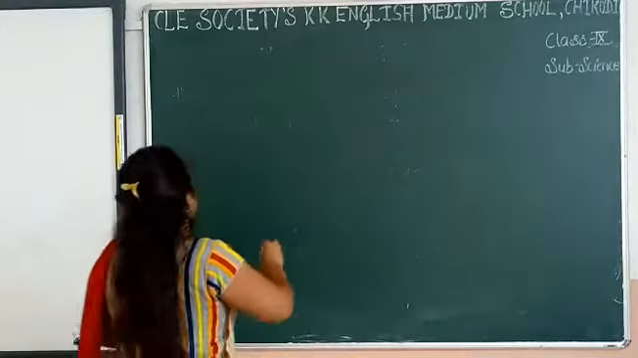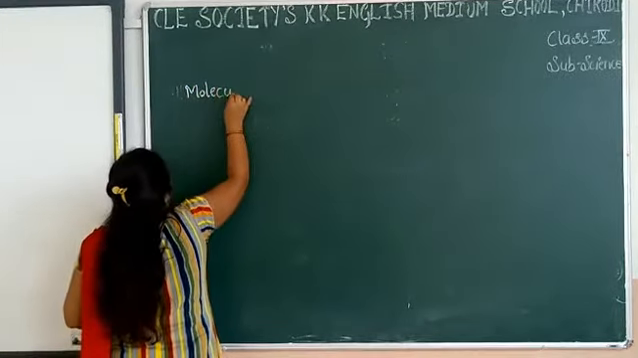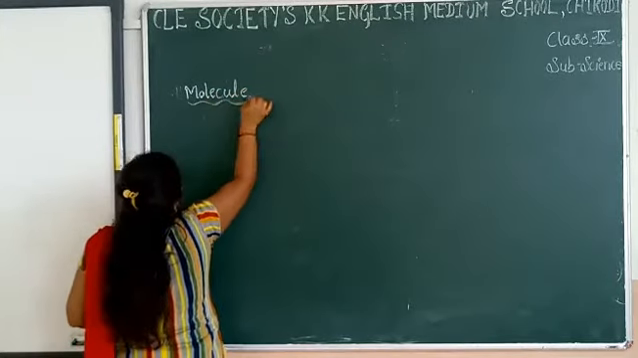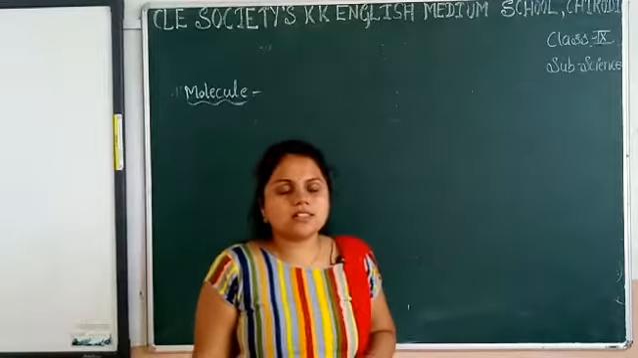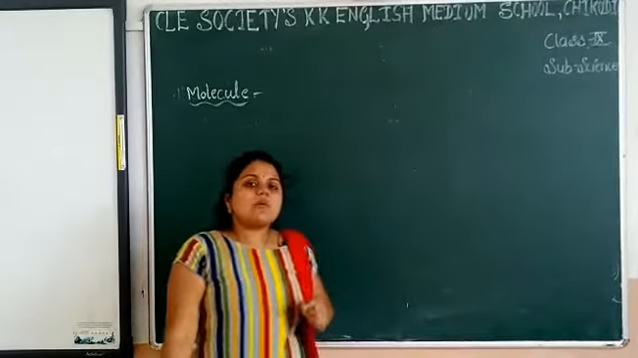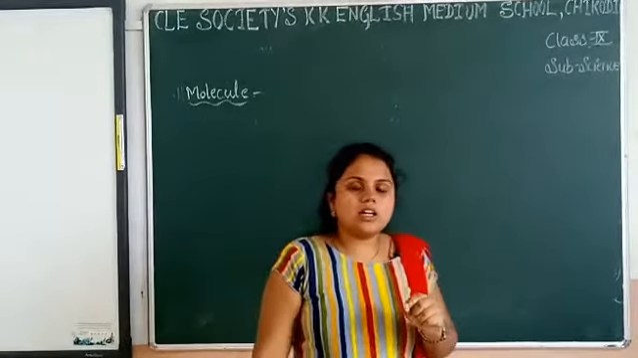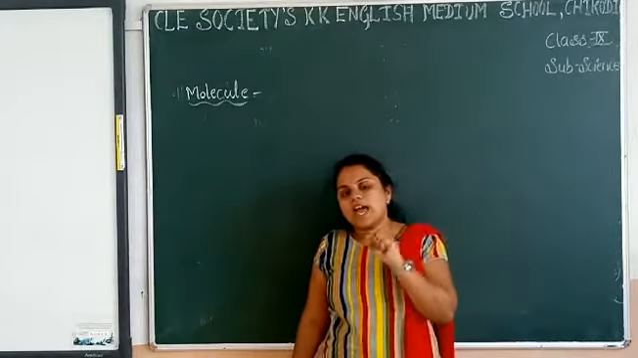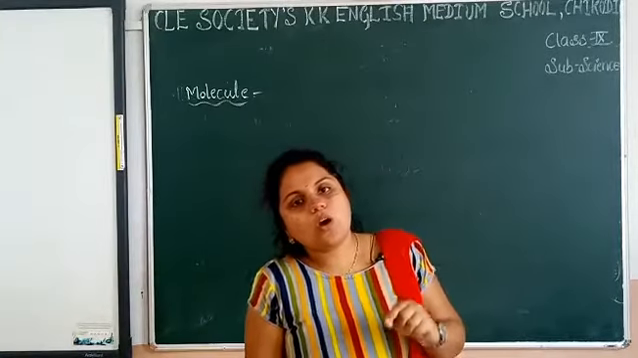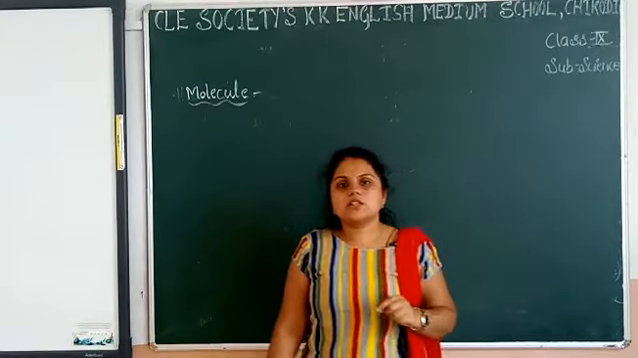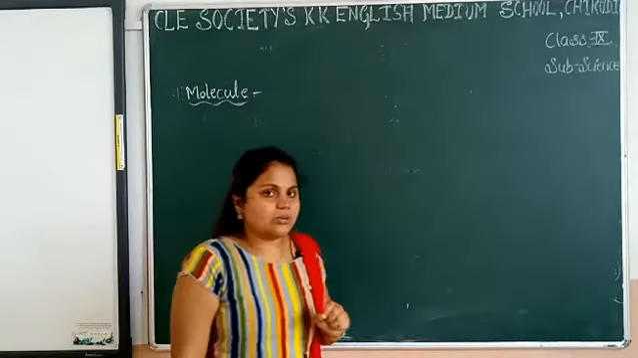So first thing, what is a molecule? This is the important definition. So please, my dear students, remember these things. A molecule is the smallest particle of an atom or element which exists independently and shows all the chemical properties of the substance. So this is called a molecule.